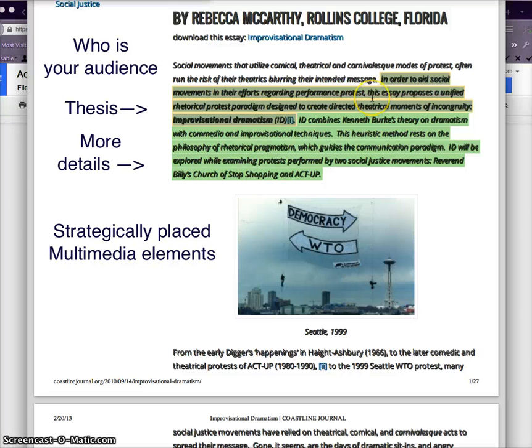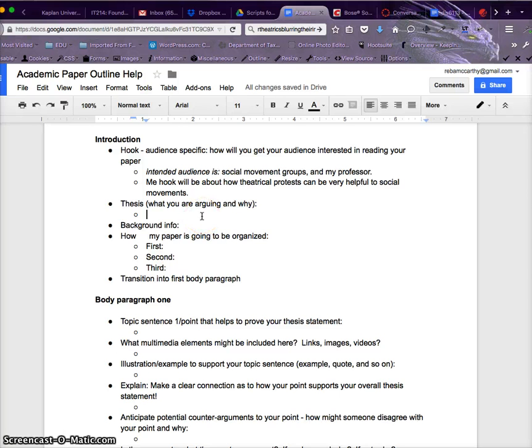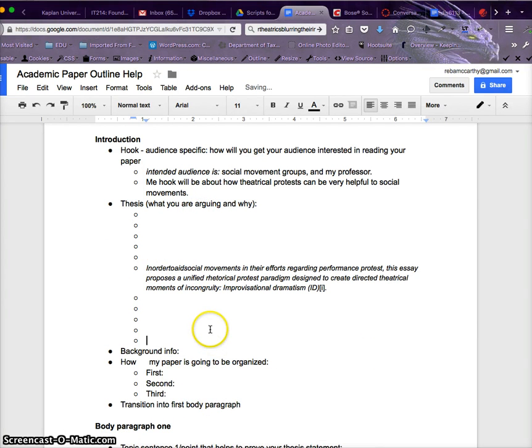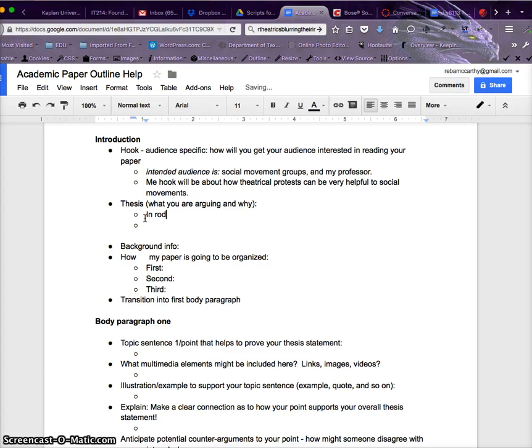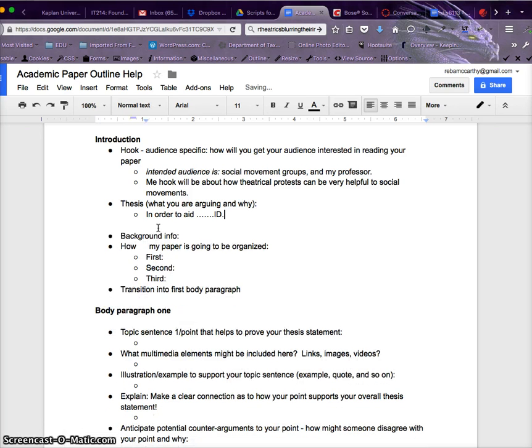All right, so what I am doing is I'm going to aid social movements by giving them a new technique in order to protest, improvisational dramatism. So this here, we'll say, is my thesis. And so in my outline, I want to put that down, right? Oops. And it didn't work really well, but we'll write the thesis down. Okay, so we have an idea what my thesis is, and so that's set.